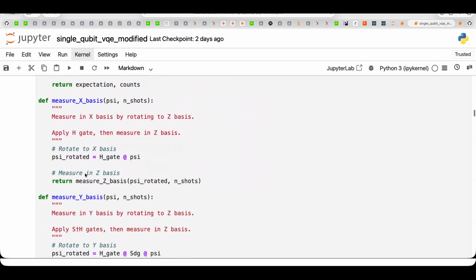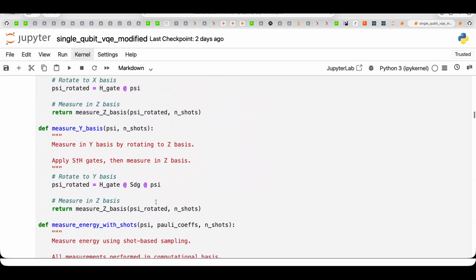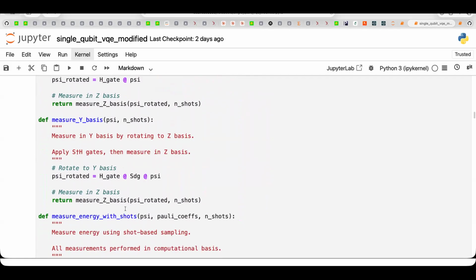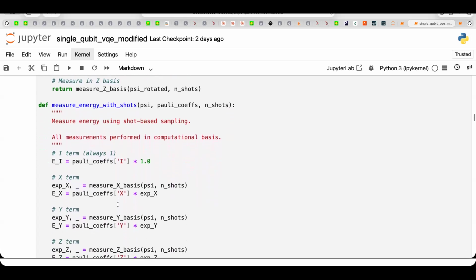And then you can do the same thing with the Y basis. You see that what I have is a Hadamard gate times the phase gate times psi, and then I'm performing the same type of measurement here. Then I have the measured energy with these different shots, and you see that they have the coefficients in front of the Hamiltonian.